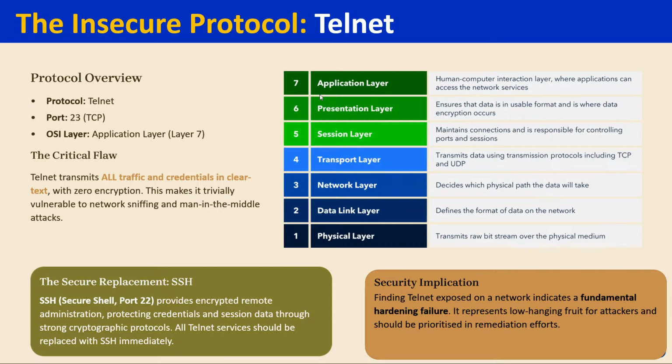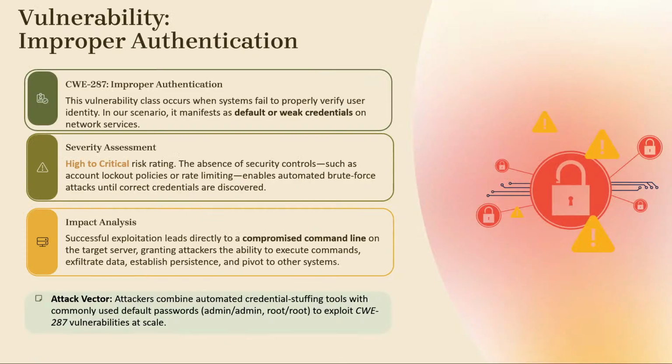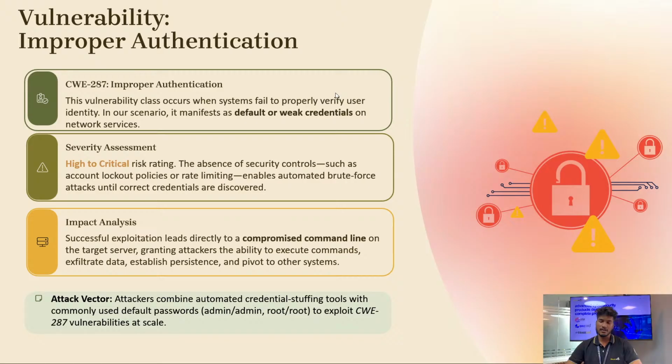So what is the vulnerability actually? Improper authentication. Now let's look at the specific vulnerability. The vulnerability is all about improper authentication, and if we rank it, it comes under CWE-287, which we all know.